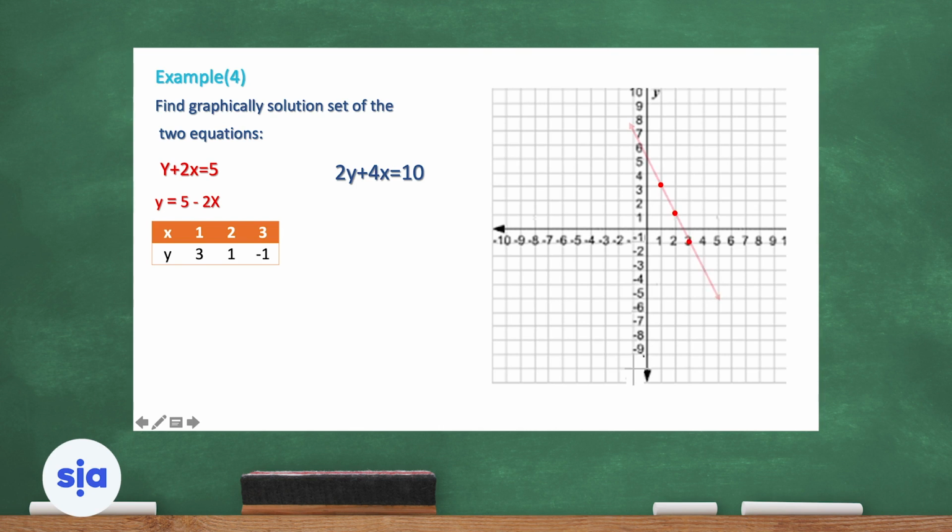Now let's move to the second equation, 2y plus 4x equals 10. We want to put y alone on one side, so we move the 4x to the other side. So 2y equals 10 minus 4x. If I make the table of values, if I put x equals 0, then y will be 5. If I put x equals 1, then y will be 3. If I put x equals 4, then y will be equal to negative 3. If I plot the points on the graph, (0, 5), (1, 3), and (4, negative 3).